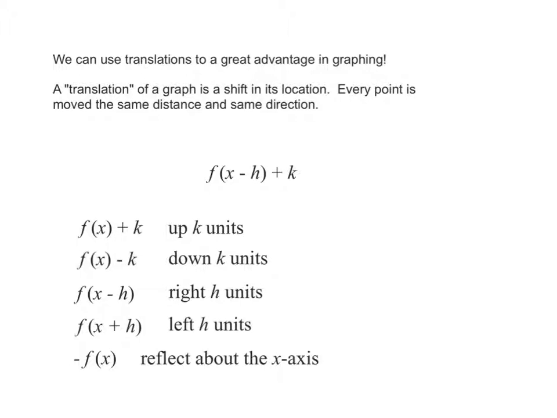And finally, there's one extra piece we'll get to, and that's if there's a negative sign in front of the entire function. This reflects it about the x-axis, almost like a mirror. It'll flip the entire graph upside down. So this isn't exactly a translation, but it is a shift in the graph itself. So we call this a reflection.